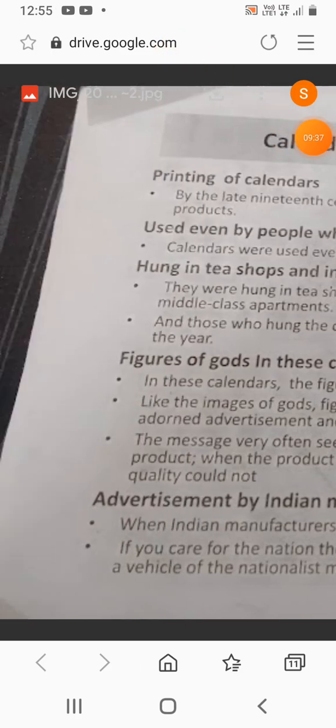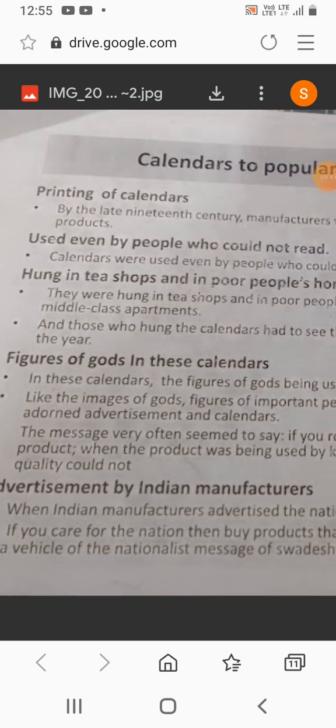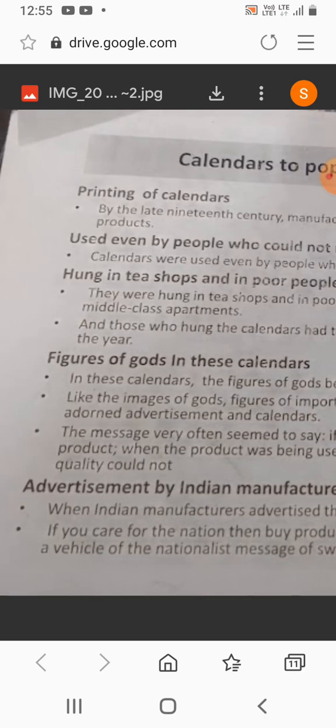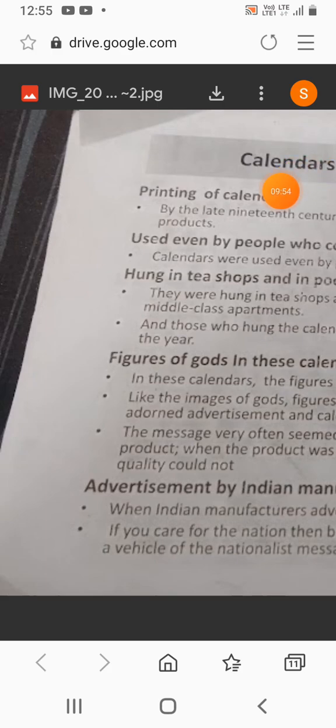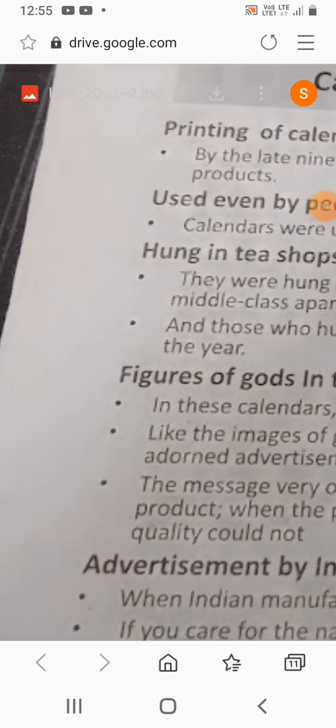So suppose you don't have time to remember the whole paragraph. So what you are doing, you are remembering printing of calendars used even by people who could not read, you hung in tea shops and poor people's homes, figures of gods in these calendars, advertisement by Indian manufacturers. If you know these 5 lines under these point headings, you can write 2 pages easily. This is the harsh reality. Or you can write 1 page like this easily, and you will get 5 out of 5. You will explain this in your own language.